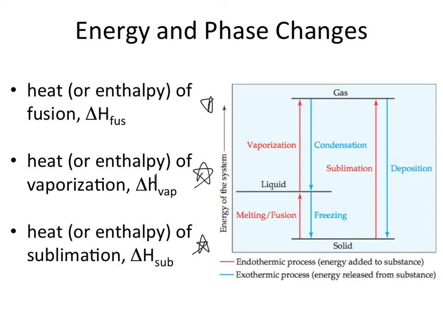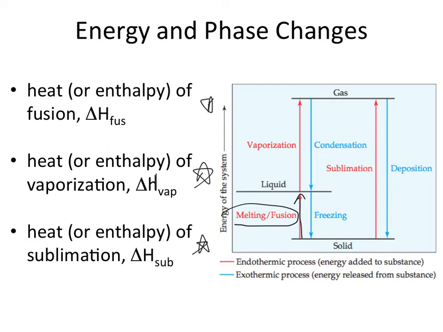When we are taking a substance and going from a solid to a liquid, that process is called melting. The enthalpy change associated with that process is called the enthalpy of fusion or the heat of fusion. Basically this is an endothermic process. We have to add energy into the solid in order to get it to go to the liquid phase.